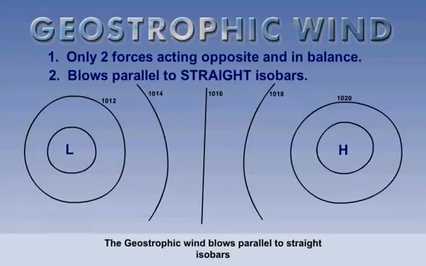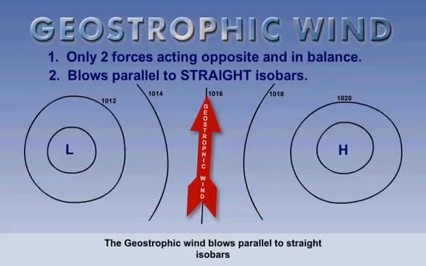The geostrophic wind is said to blow parallel to straight isobars, like the one shown here. We will understand why this is so later on. But why do the isobars have to be straight? The reason is quite simple.